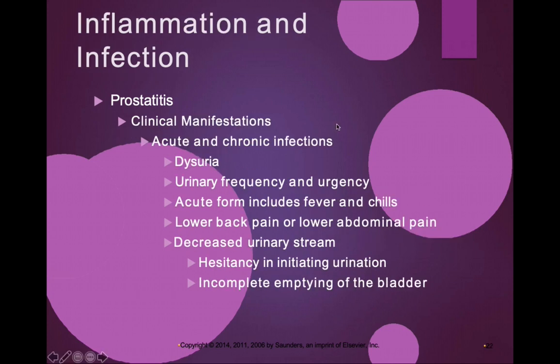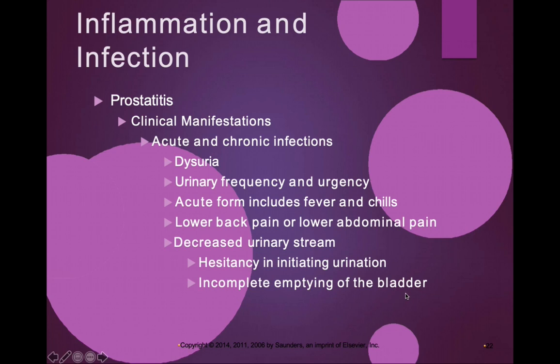With acute and chronic infections, there's going to be dysuria, painful urination, urinary frequency and urgency, like they have to go and they have to go right now. With the acute form, there will be fever and chills. There'll also be lower back pain and lower abdominal pain, close to the groin. There'll be decreased urinary stream, hesitancy in initiating urination, meaning they really have to go, but when they try, there's hardly anything that wants to come out. And there's also incomplete emptying of the bladder.